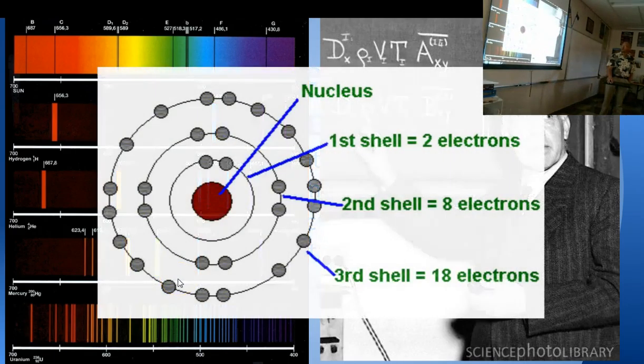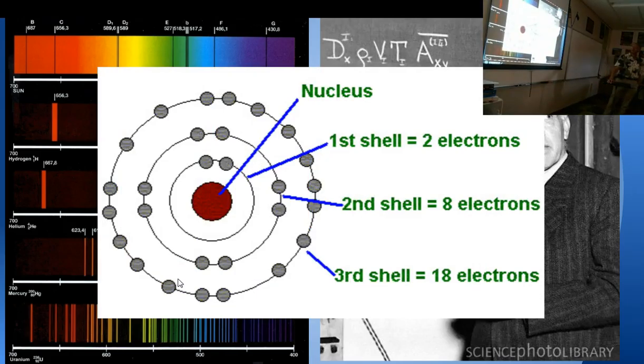So he came up with this idea where there are layers of electrons. So the nucleus in the middle, and then there's a shell next to that that can hold 2 electrons, and then there's a shell next to that that can hold 8 electrons, and then there's a shell next to that that can hold 18 electrons, and it keeps getting bigger as you go out.